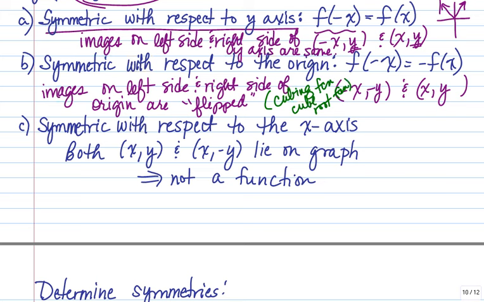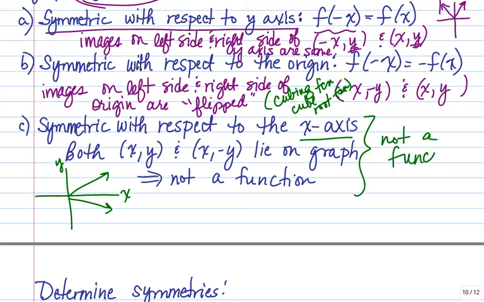Symmetric with respect to the x-axis. Now, for a function to be symmetric with respect to the x-axis, I should not even say that because it's not a function. Because what that would mean is that if we look on each side of the x-axis, you have to see a mirror image. So the only way for that to happen is if it doesn't pass the vertical line test. So this case would not be a function. It would be a relation, but not a function. So in this case, we would say the relation is symmetric with respect to the x-axis.